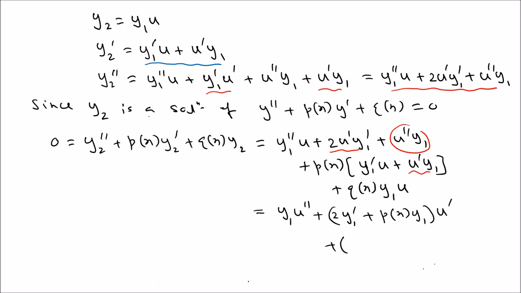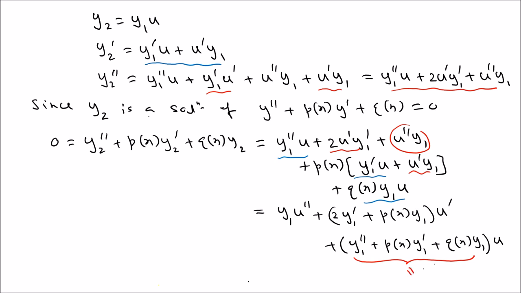And then let's go with the u terms. There's a u term here, here, and the other u term. Let's combine all of them and take u out as a factor. You get y1 double prime plus px y1 prime plus qx y1. But we know that y1 is a solution, so this has to be 0 and that term goes away. So you simply end up with y1 u double prime plus 2 y1 prime plus p y1 times u prime, and that has to equal 0. That's the whole argument.